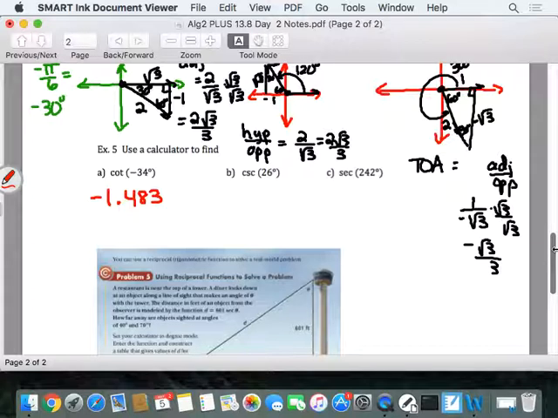Try letter B, cosecant 26 degrees. Now you should be in the correct mode. On the red calculators, cosecant is 1 divided by sine. Letter C, secant is 1 over cosine.